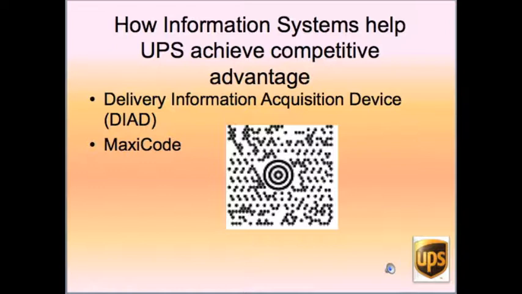MaxiCode is a very useful tool for UPS. It is a very compact code, so it makes it more efficient to use. It's also a very safe and secure code. This is important because UPS could potentially be holding sensitive data about millions of people at any one time. The final advantage MaxiCode brings is its versatility.